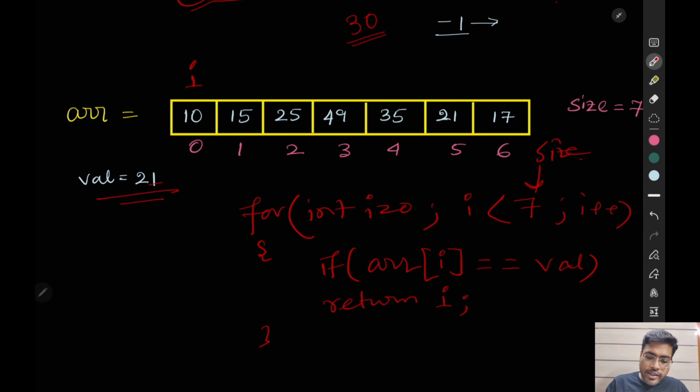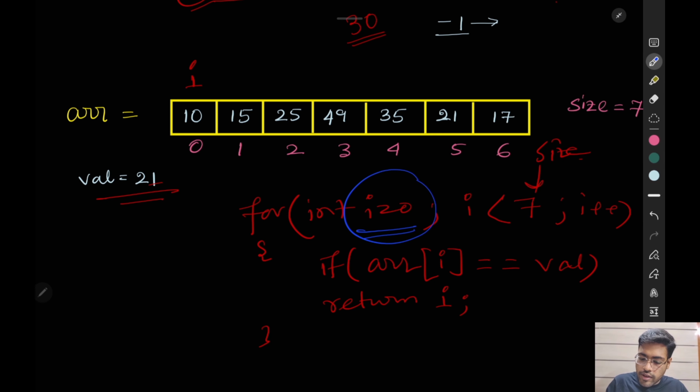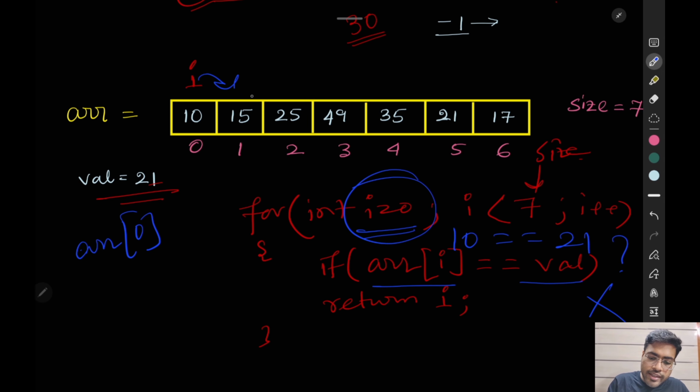That means at first the value of i is 0, that means i is standing at the 0th index. It will check whether arr of i, that means arr of 0, is equal to val or not. Here you can see it is not the same, because at first it is checking whether 10 is equal to 21 or not. It fails, so it will shift to the next index. Then is 15 equal to 21 or not? Then 25, then 49, then 35 and then 21.